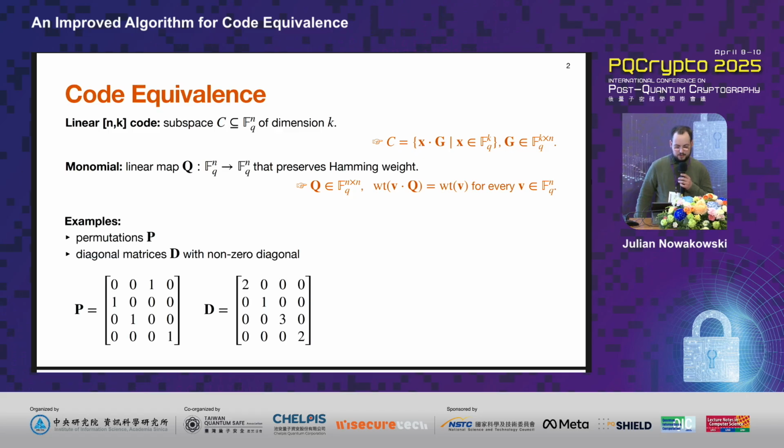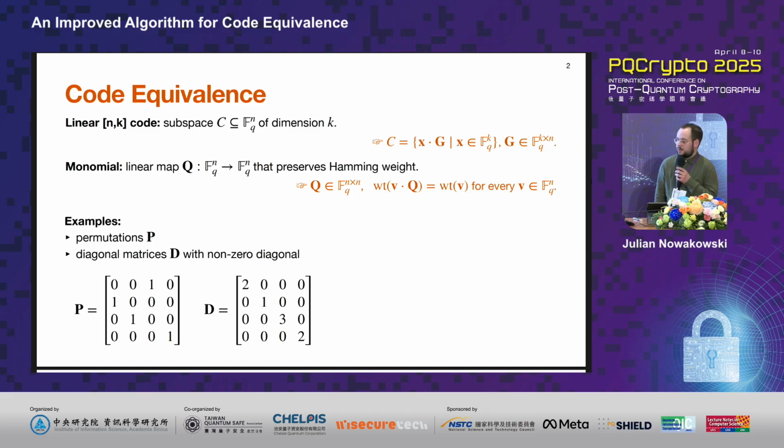Let's have a quick look at some examples of monomials, perhaps the two most important examples. First of all, we have permutation matrices. These are clearly monomials, right? If I just permute the coordinates in a vector, then I won't change the Hamming weight. And the other important example is diagonal matrices with non-zero diagonal. If I multiply such matrices to a vector, then I just scale the coordinates of my vector by these diagonal elements. And since it's a scaling by non-zero values, I also don't change the Hamming weight.